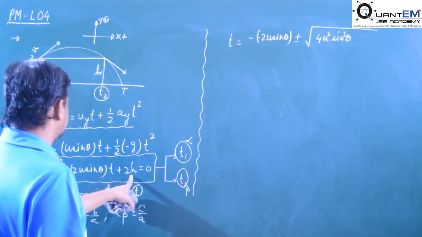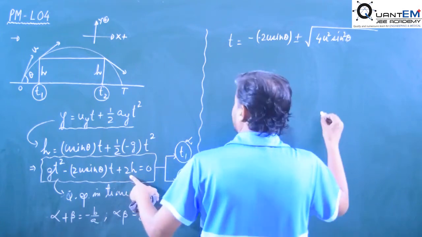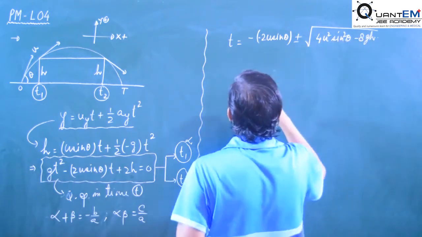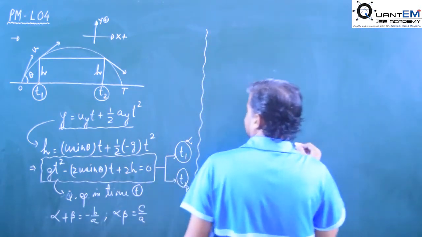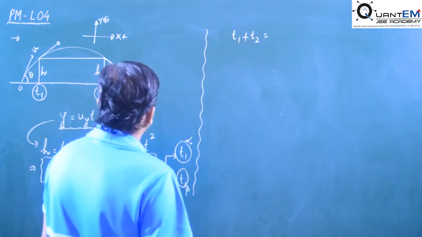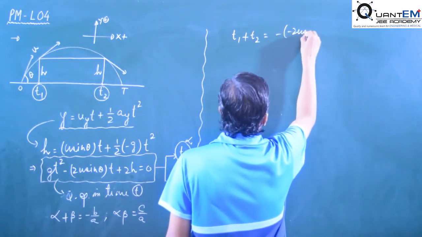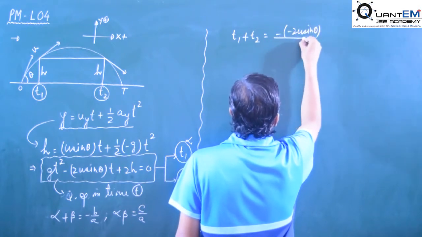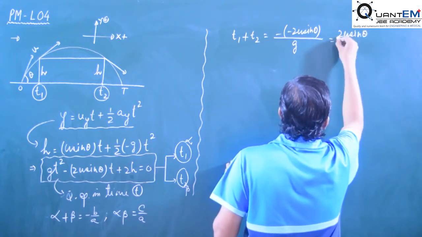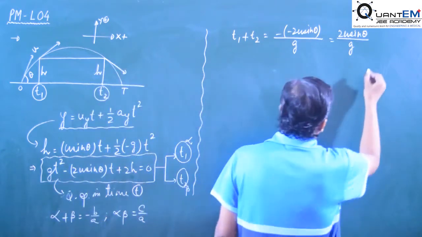4ac, and it is c, so that is 8gh. So minus, or you may solve like this: t1 plus t2 is minus b by a, so minus of minus 2u sin theta by ag, it is 2u sin theta by g. And what is 2u sin theta by g? It is the time period of the projectile.